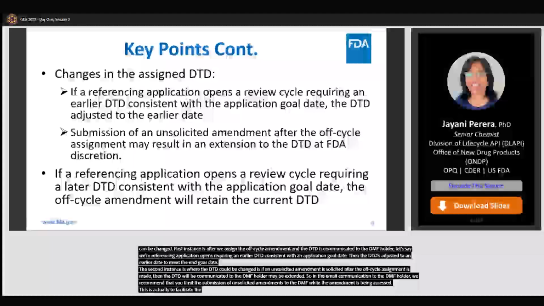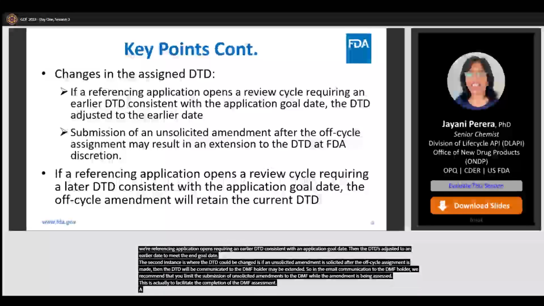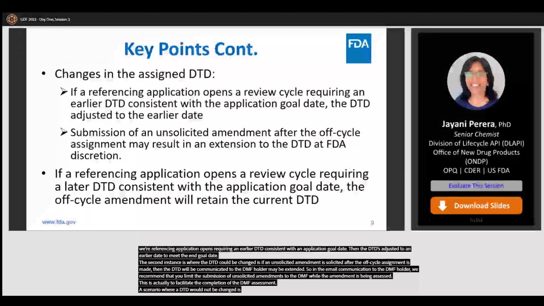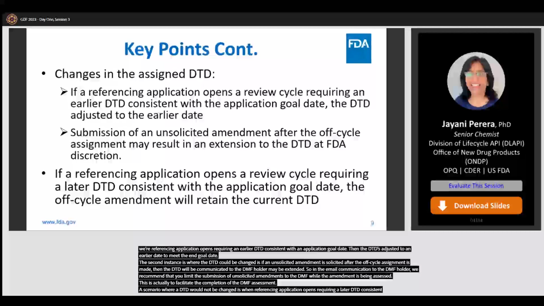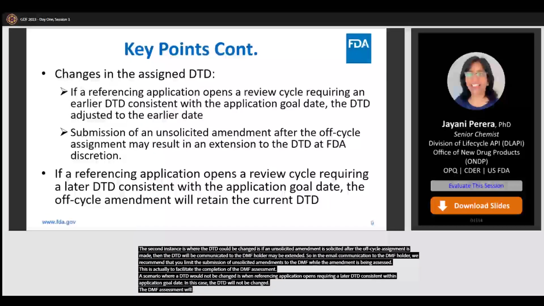A scenario where a DTD would not be changed is when a referencing application opens requiring a later DTD consistent with an application goal date. In this case, the DTD will not be changed. The DMF assessment will be completed by the date communicated to the DMF holder.